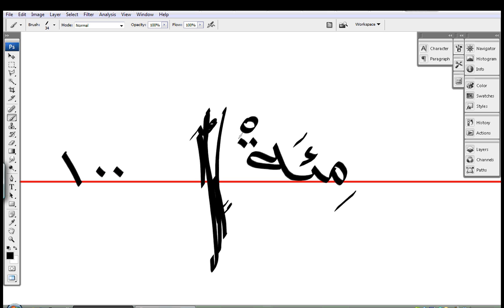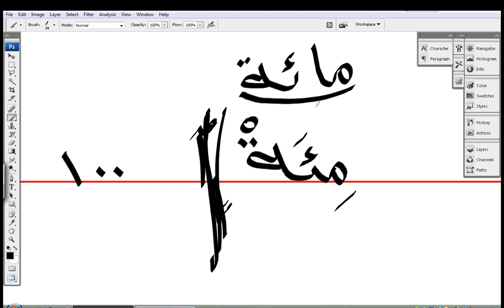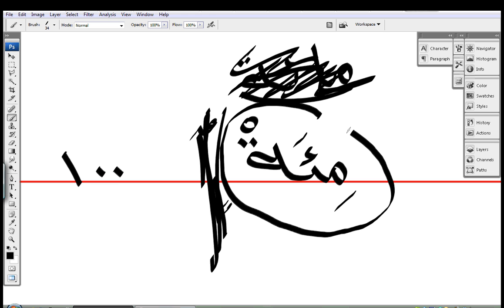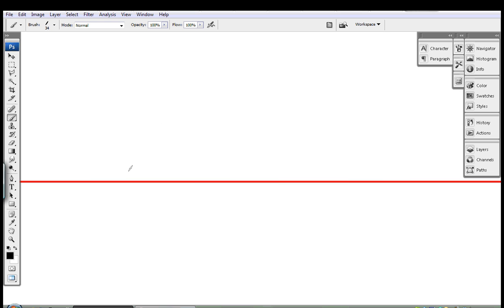Before I move on, saying 100 is mi'a, some people might write it like this, and some people might write it like this, pronounce it as ma'a or pronounce it as mi'a. There's a big history discussion about this, but anyways, forget about that. Just know that if you hear ma'a, it's the same as mi'a, okay? And concentrate on mi'a. 100 is mi'a.